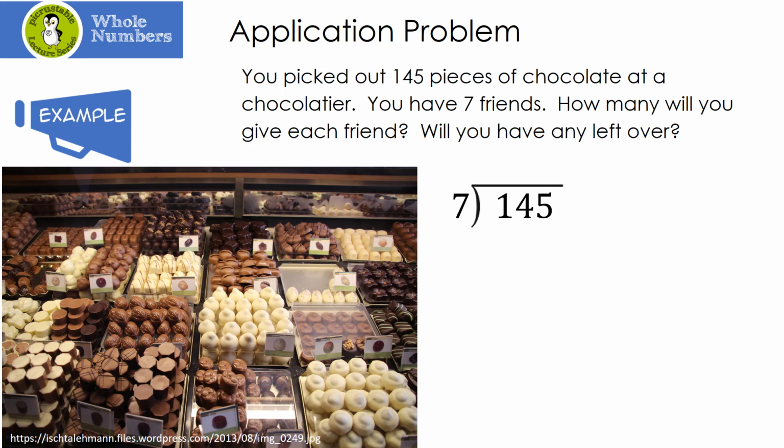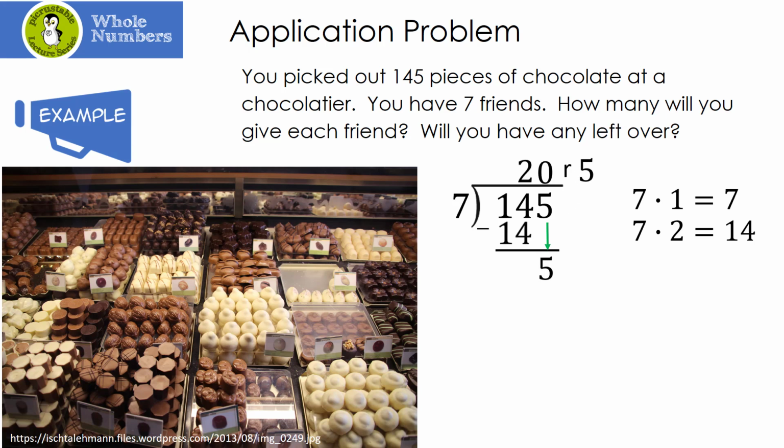Let's do our multiplication. 7 times 1 is 7 and 7 times 2 is 14. Awesome. We're going to put our 2 right here and we're going to subtract our 14. We're going to bring down our 5. Does 7 go into 5? No. So we need to put a 0 here. That also tells us that 5 is going to be our remainder.